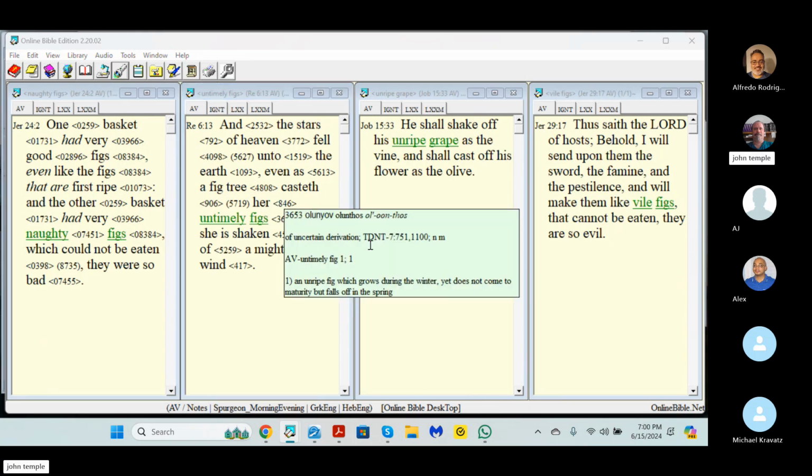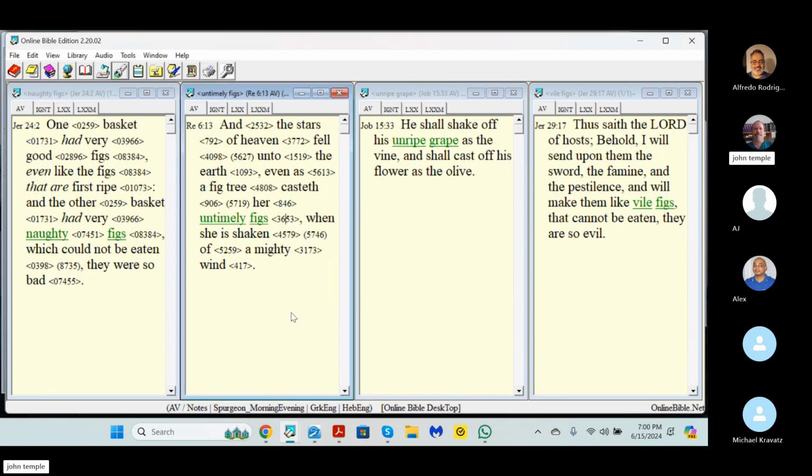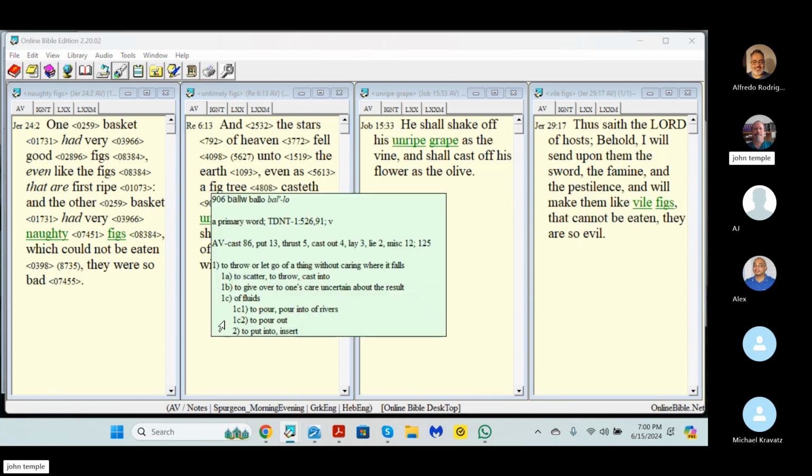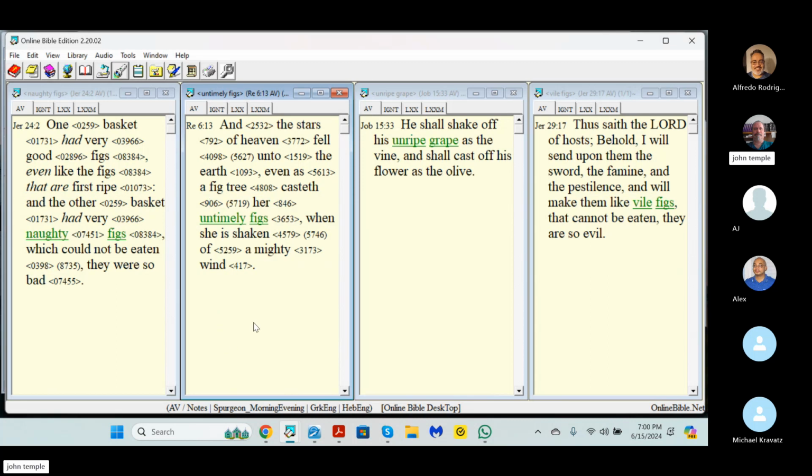That's the olunthos, unripe, which grows during the winter. It does not come to maturity, but falls off in the spring. And these are the stars from heaven. We know the stars from heaven are the angels. And the stars of heaven fell unto the earth, even as a fig tree casteth her untimely figs when she is shaken of a mighty wind.